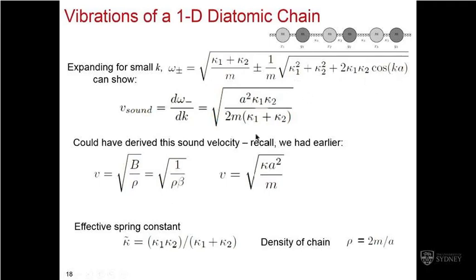And you can see that it's at the same form as the sound velocity, where instead of having just the value of the spring constant, we've got this so-called effective spring constant here, kappa 1 kappa 2 over kappa 1 plus kappa 2. Okay? And the density of the spring in this case would be 2m, twice the mass divided by a. So it's of the same form.